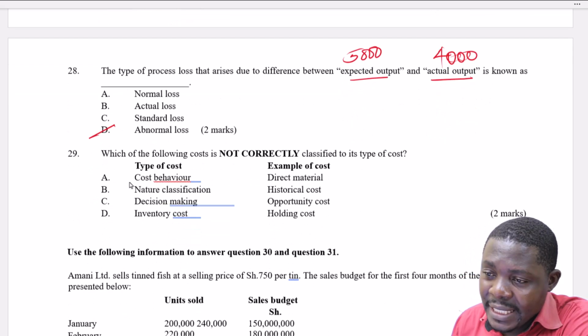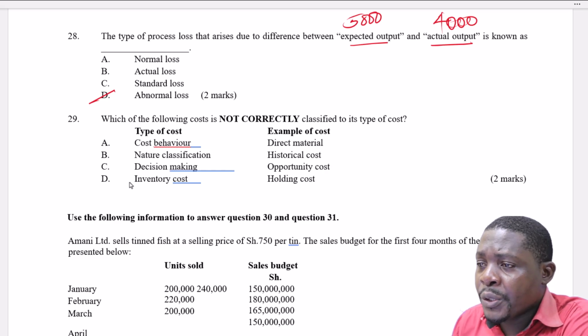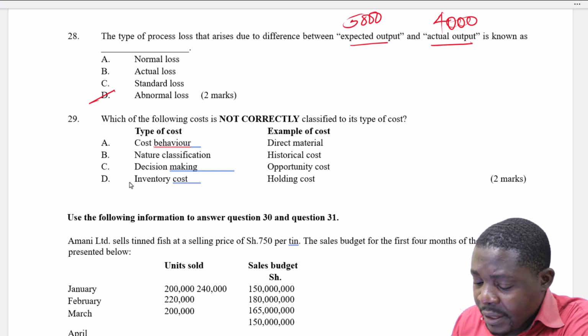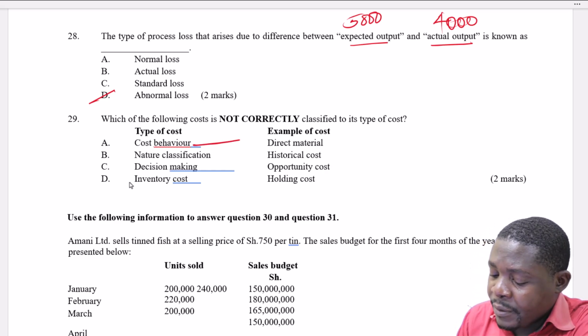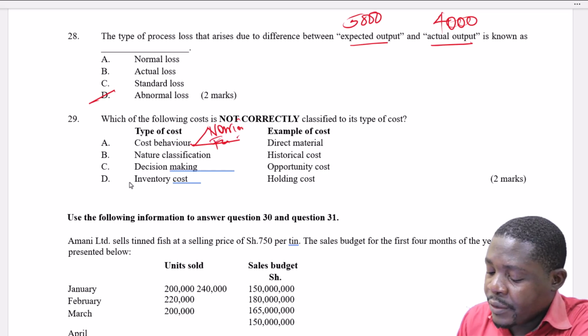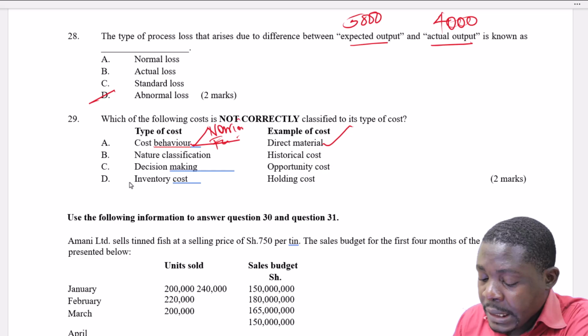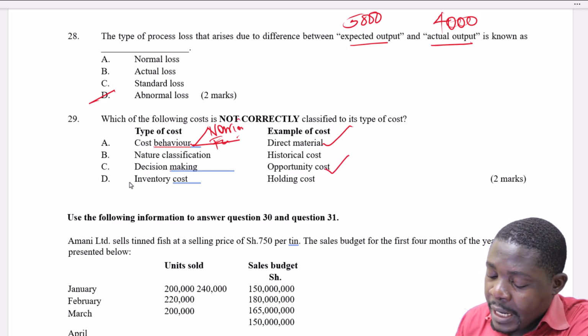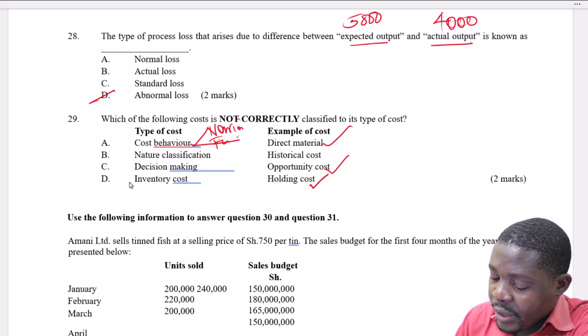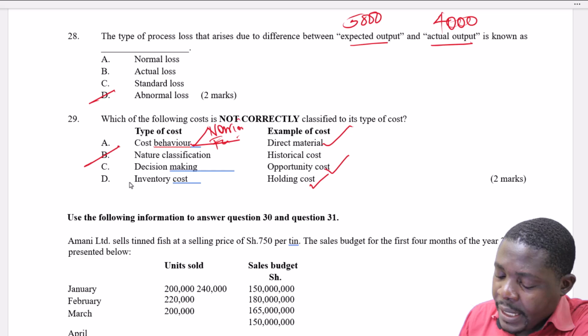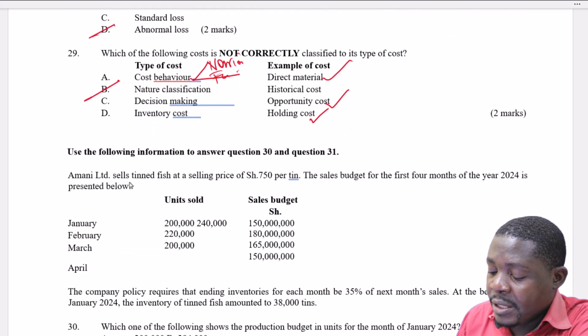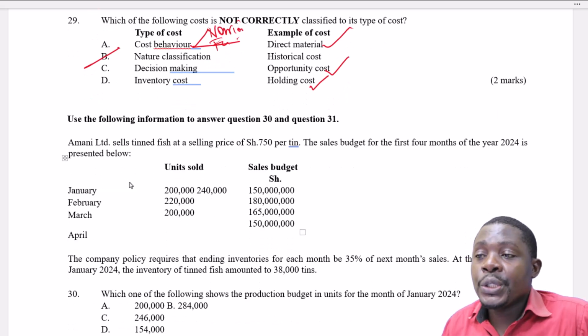Then 29, which of the following costs is not correctly classified? We look at the cost behavior, either variable cost or fixed cost. Direct materials is part of the variable cost. Then we have nature classification that looks at the historical cost, which is not true. Decision making is opportunity cost, which is true. And inventory holding is a holding cost, which is true. The one that is wrongly classified is B, nature classification, which doesn't look at the historical cost.